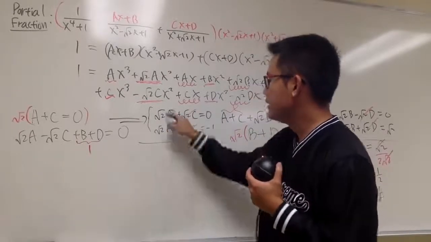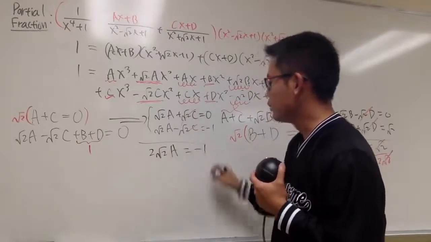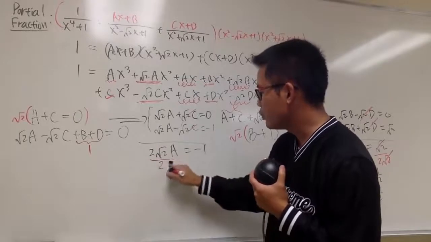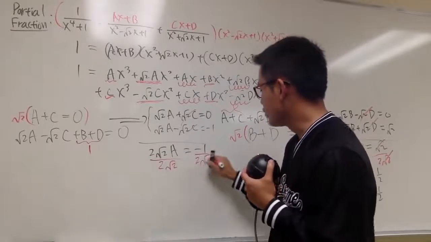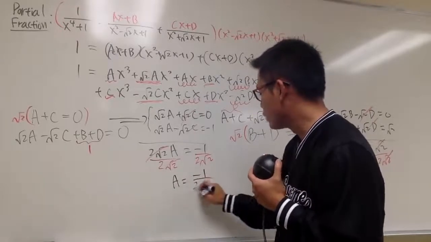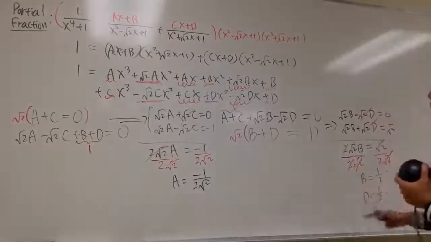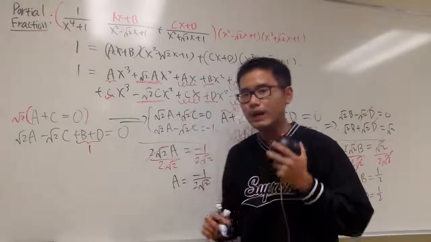And now we have what? This and that is going to be 2 square root of 2a is equal to -1. And of course, now we divide both sides by 2 square root of 2, so they cancel, and now we have a is equal to -1 over 2 square root of 2, and this is going to be right here for the a, and then we have the b and d right there already. At the end, we have to find c.